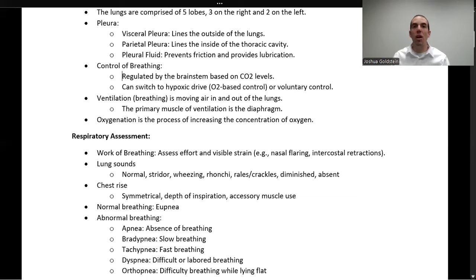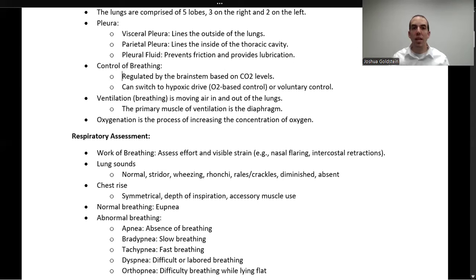So the visceral pleura lines the outside of the lungs. The parietal pleura lines the outside of the thoracic cavity. So again, when the lung expands, now it's up against it. When the lung contracts, now there's an open space over there. Pleural fluid is what lubricates this area in order to allow them to keep constantly moving against each other, because every time the lungs expand and collapse, these move against each other. There's a pleural fluid there that prevents friction and provides lubrication.